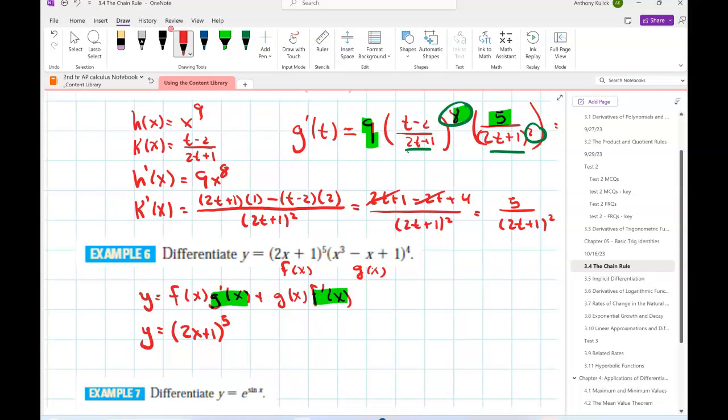Let's see if we can do that chain rule in our head without writing everything down. Eventually, this is where you'd want to get to. 5, 2x plus 1. So you're going to have 4, that one, and then the inside. And the new exponent should be 3, because it's just a power rule, right? And then times the derivative of the inside.